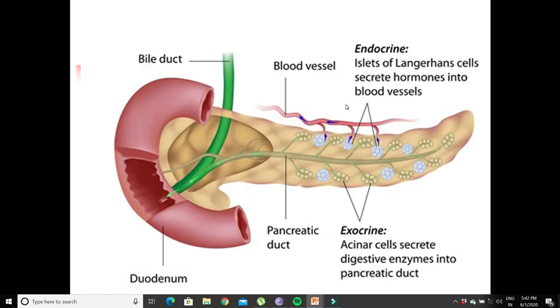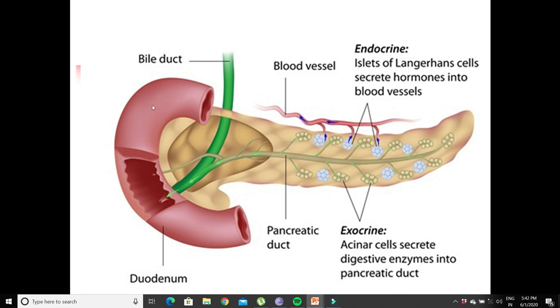And since we just talked about it having two functions, endocrine as well as exocrine: exocrine means that there are acinar cells and they secrete digestive enzymes into the pancreatic duct, while endocrine means there are islets of Langerhans, they secrete hormones into the blood vessels. So it has a dual function, exocrine as well as endocrine.